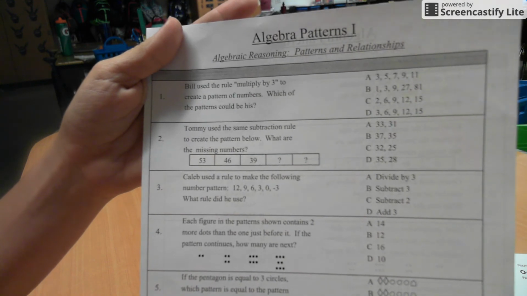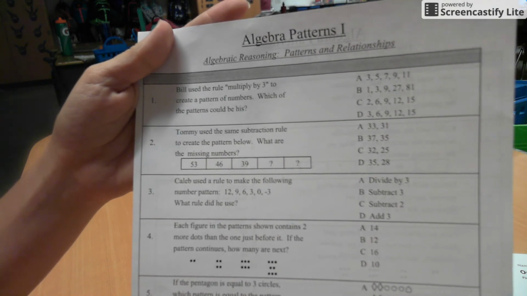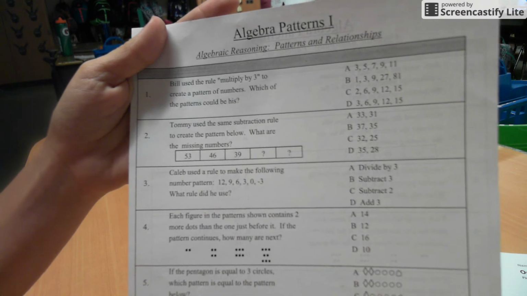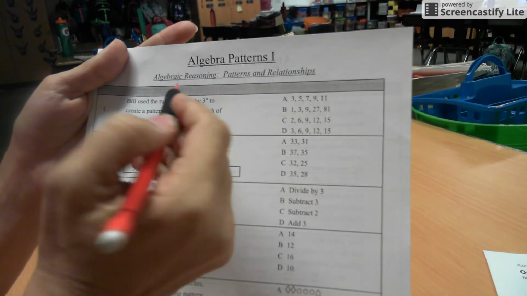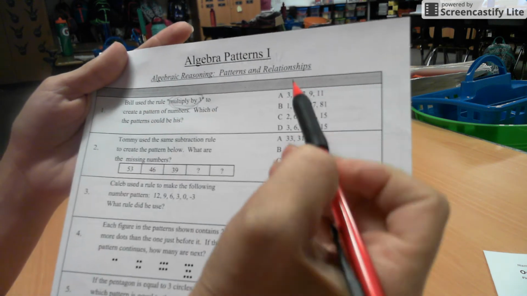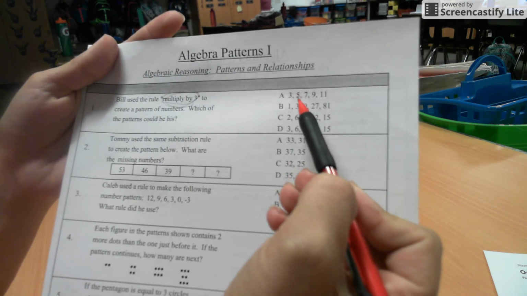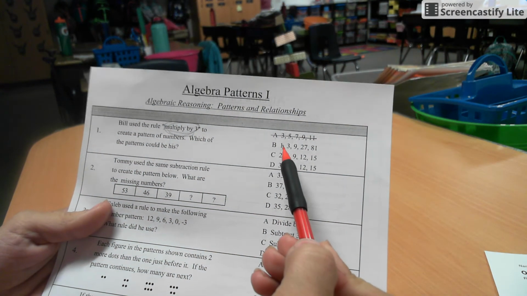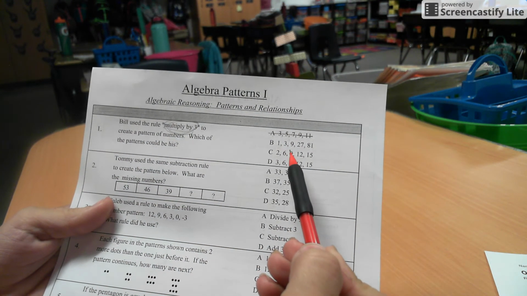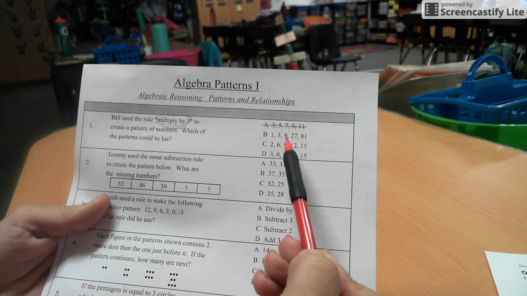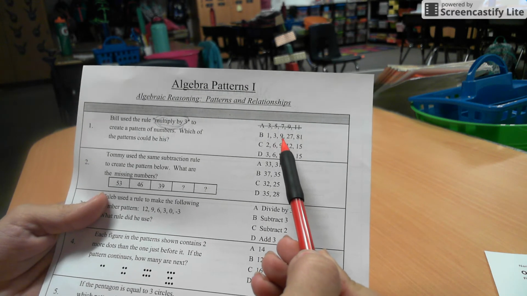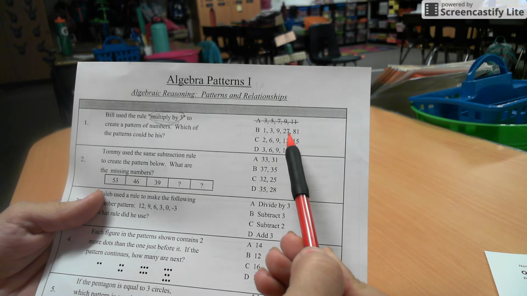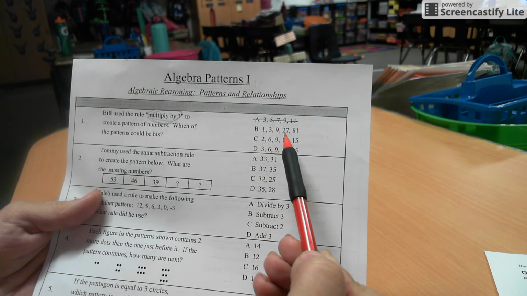Bill used the rule multiply by 3 to create a pattern of numbers. Which of the patterns could be his? So we're going to look at the answer choices. I know I'm multiplying by 3. So if I do 3 and multiply by 3, do I get 5? No, so I know it's not that one. So I'm going to just mark it out. If I have 1 and multiply by 3, do I get 3? Yes. If I do 3 times 3, do I get 9? Yes. If I do 9 times 3, do I get 27? Yes. And if I do 27 times 3, do I get 81?